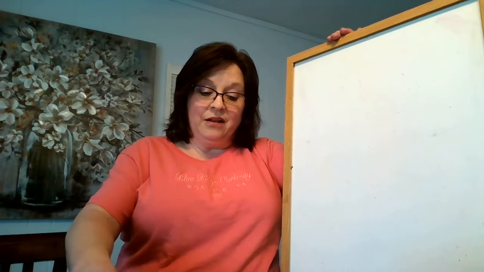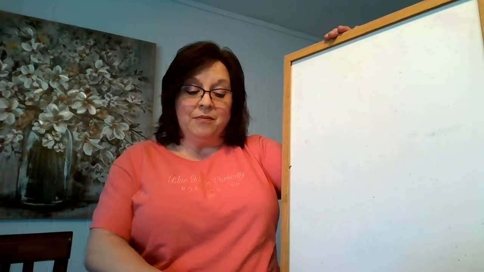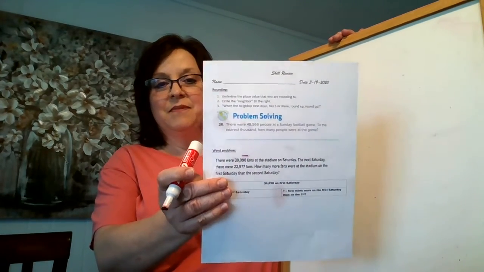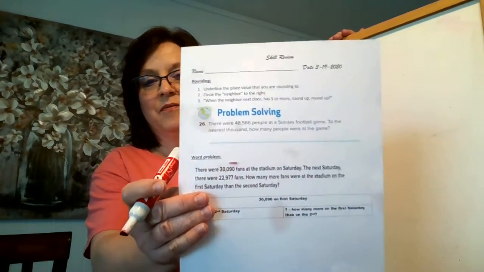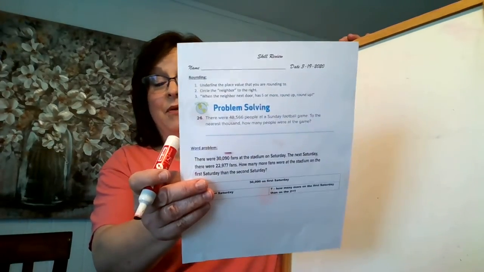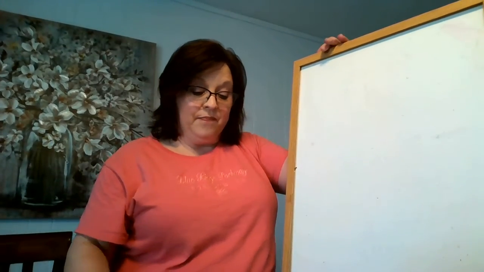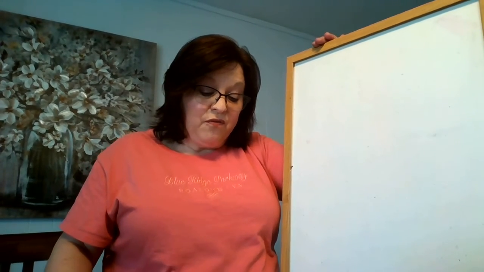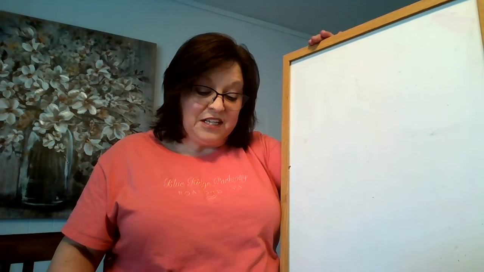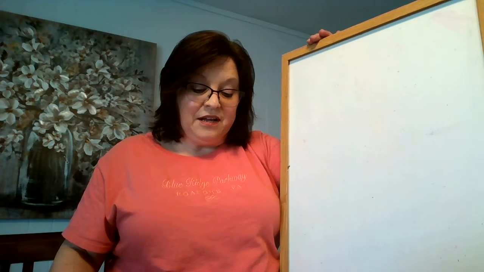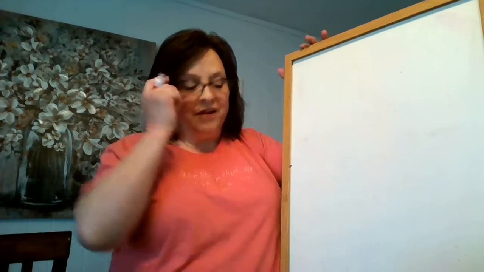So let's go ahead and look at the very first problem that we had. Your paper looks like this, except mine has spots on it from sitting on the counter. So yours probably doesn't look like this, or maybe you don't even have one like this. But anyway, we're going to take a look at number one. Actually, it's number 26. There were 48,566 people at a Sunday football game. To the nearest thousand, how many people were at the game?